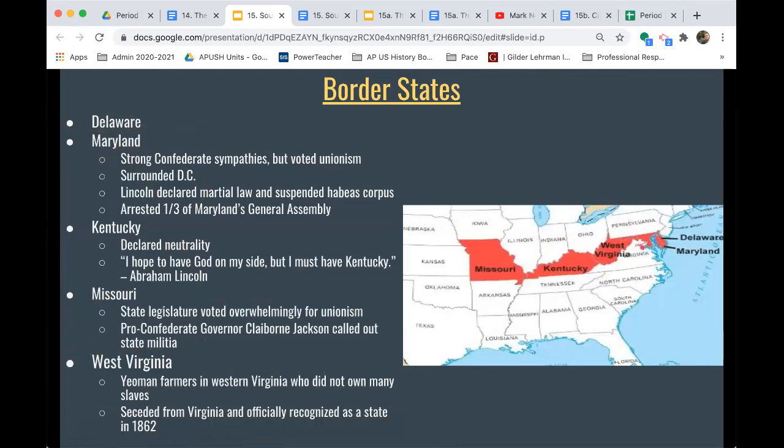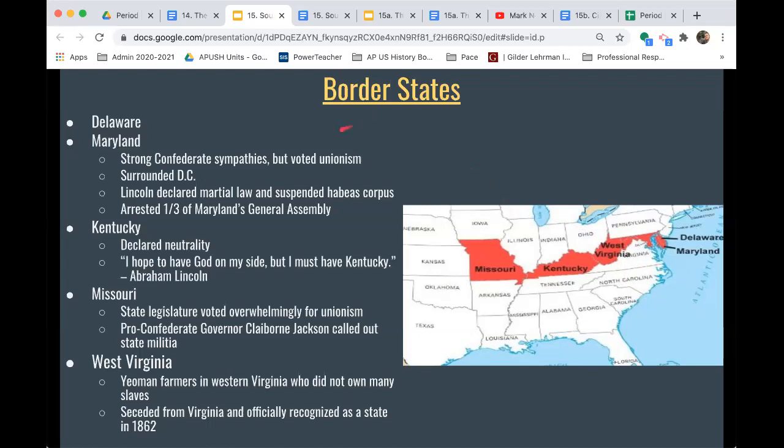Now, Maryland, if you remember, Washington, D.C., the nation's capital, is right on the border between Maryland on one side and Virginia on the other. Now, Virginia secedes. Virginia and North Carolina are going to secede after Fort Sumter, not before, but they're out. They're gone. So if Maryland also was able to secede, that would put the nation's capital in the middle of another country, right? In the middle of the Confederate States of America.